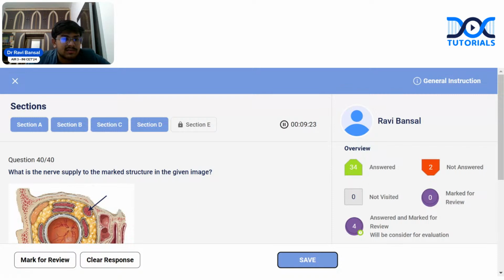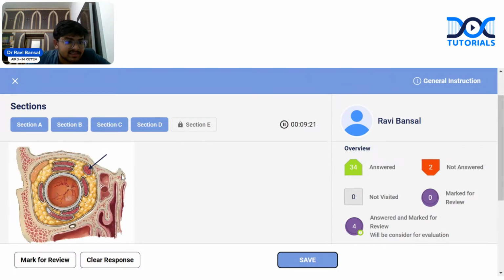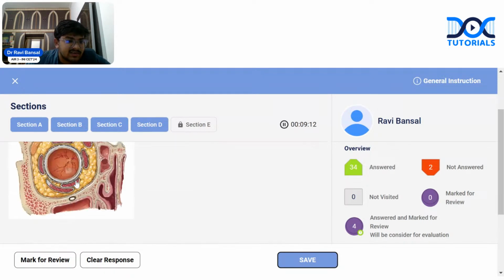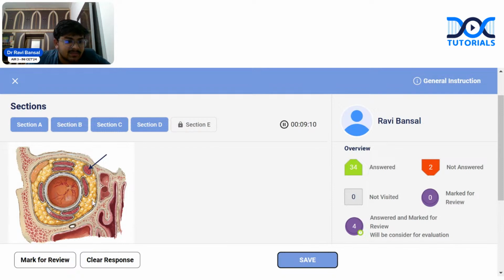Not supplied to the marked structure in the given image. This is a very cliche question of INI or NEET. They just want to know if you identify the muscles correctly. So this diagram should be at your fingertips. Obviously this muscle is LPS. This is superior rectus, this is medial rectus, this is lateral rectus. So for medial and lateral rectus, there is no confusion. This is superior rectus and this is LPS, not superior oblique.